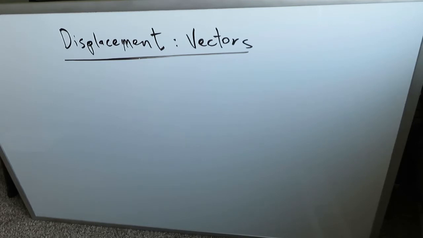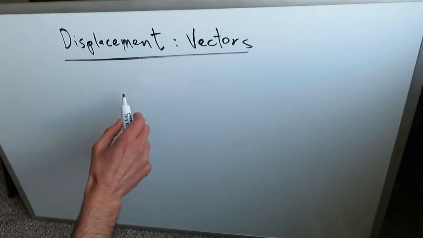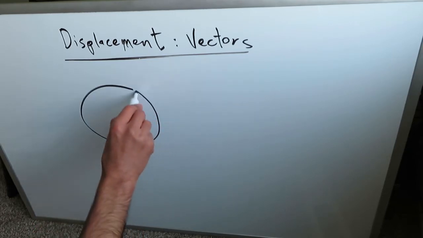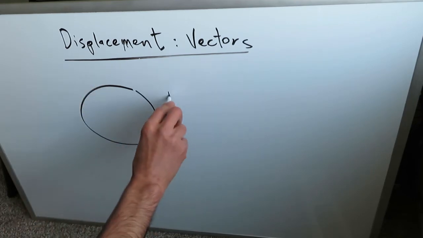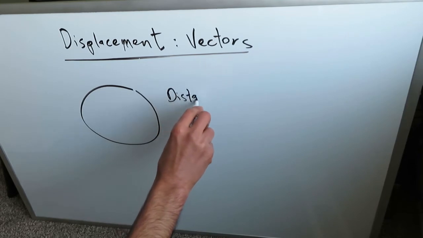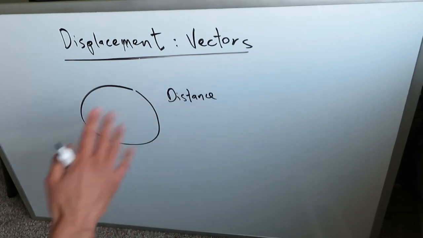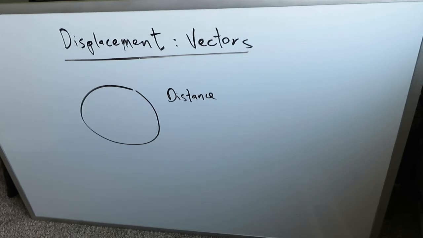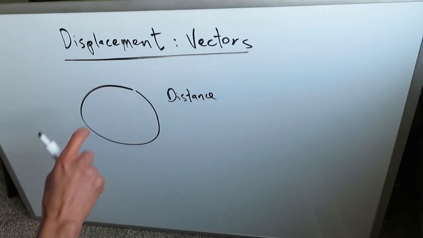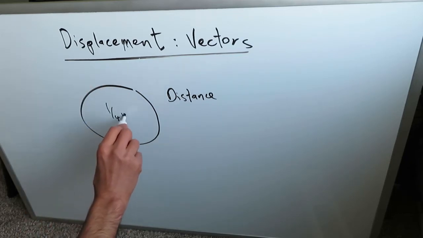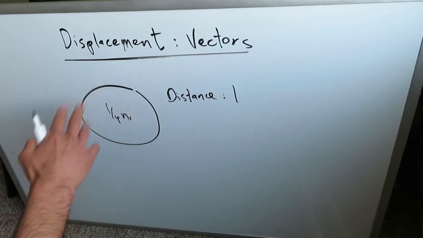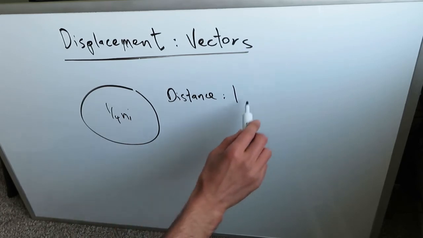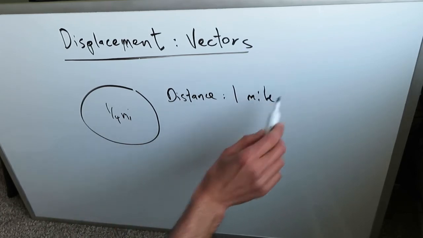Displacement is a concept that you do not want to confuse with distance. Take, for example, a quarter-mile running track. Let's say you do 4 laps of this quarter-mile track. You've done a total distance of 1 mile, of course, because 1 over 4 quarter miles times 4 laps is 1 mile. But now what exactly is displacement?